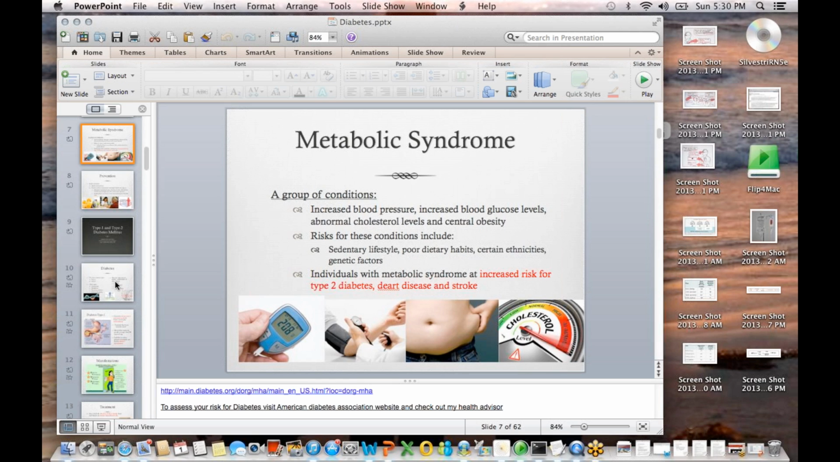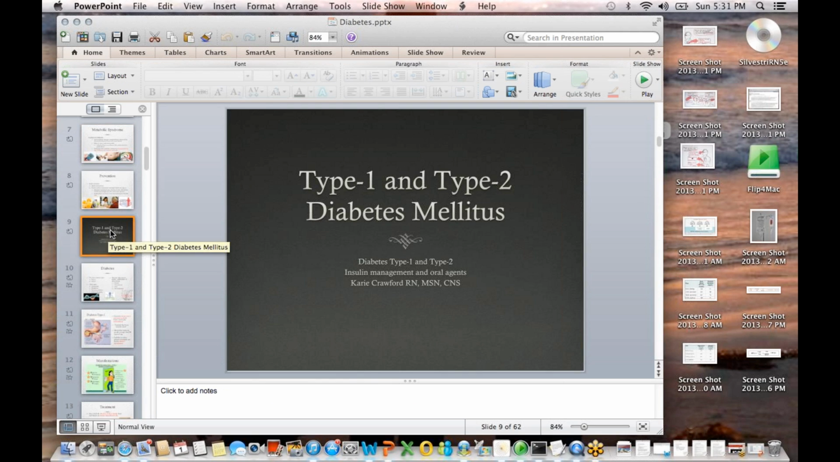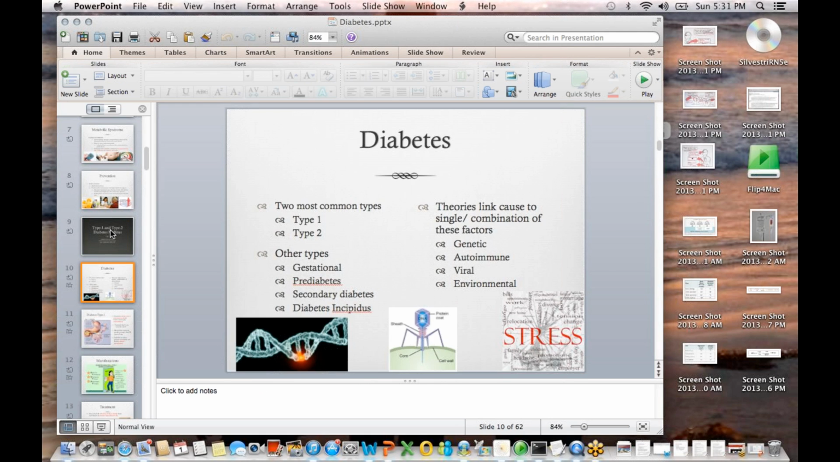Metabolic syndrome we did talk about, but it's basically a condition that increases their risk for type 2. It's just a series of things like high blood sugar, high cholesterol, central obesity that increases their risk for diabetes and heart disease and stroke. So they're saying that these people are at higher risk.